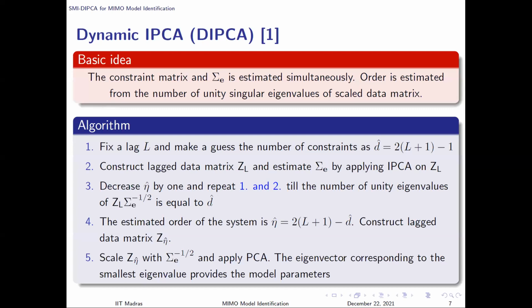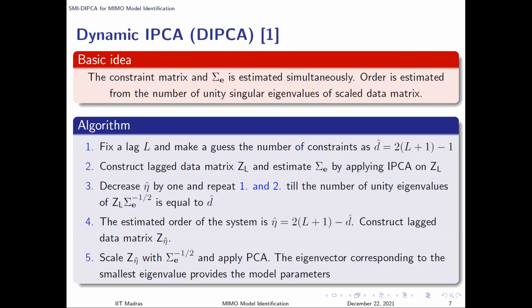We start with that large value, construct the lag matrix for this L, estimate sigma E by applying IPCA, and then check whether the number of unity eigenvalues you get is equal to D hat. If it is not true, decrement D hat by 1 and repeat, until the number of unity eigenvalues of the scaled matrix is equal to D hat. Then you stop. At that point you've got eta hat from this estimate of D. And now you can reconfigure your data matrix with that appropriate order. We can scale it with sigma E, because sigma E has been estimated in step 3. And now we can apply PCA. That is the algorithm for DIPCA.